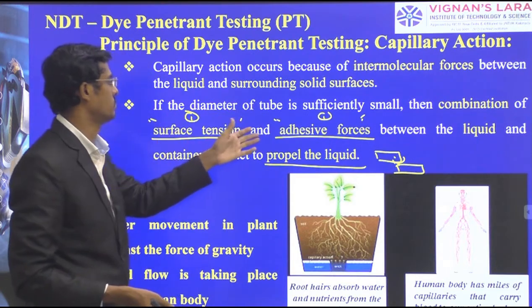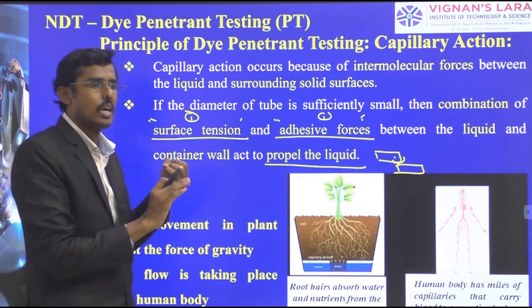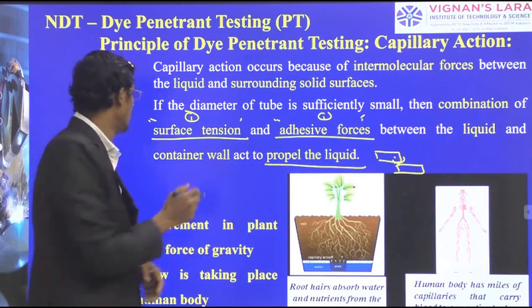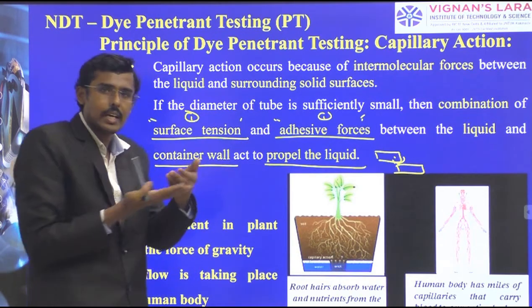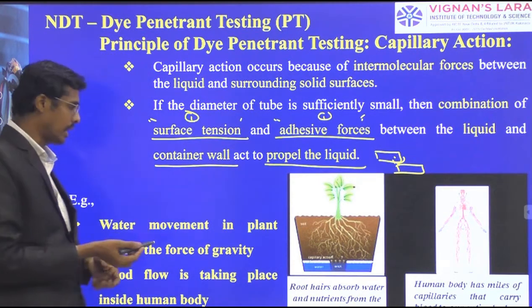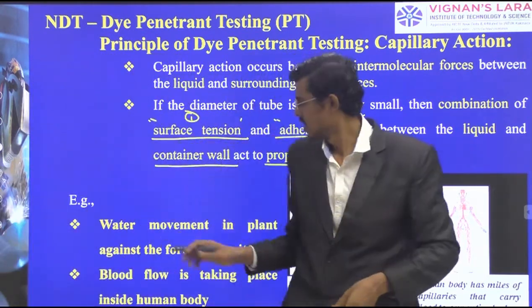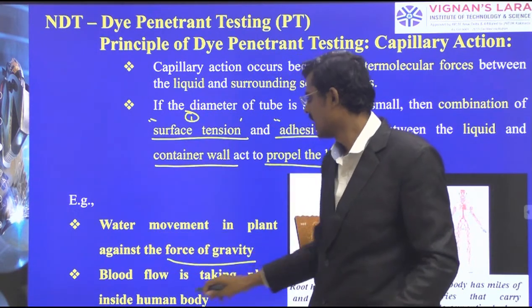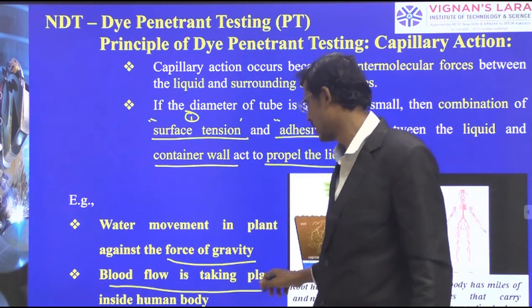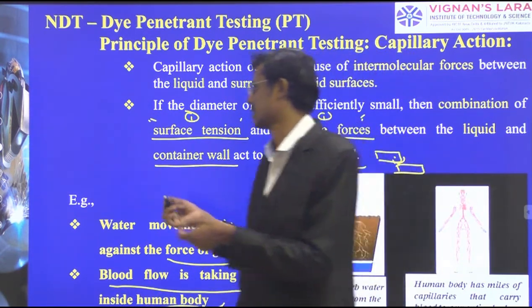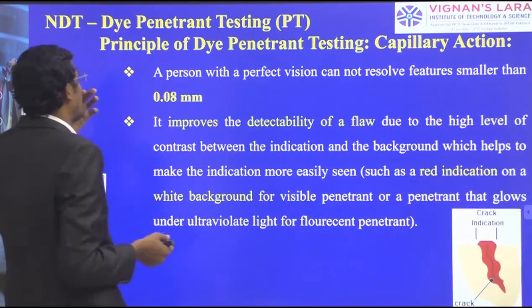So we have surface tension, and at the same time we have the adhesive gripping forces, which make the liquid flow over the container walls of the surfaces. So, for example, it is the same as the water movement in the plant against the force of gravity, and the blood flow taking place inside the human body. These are some examples of capillary action.